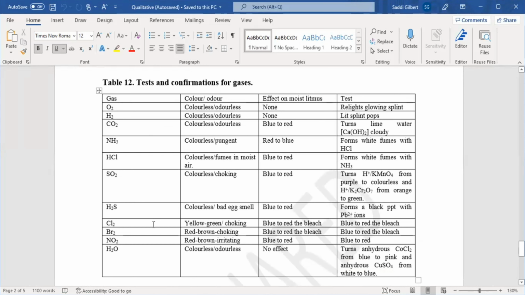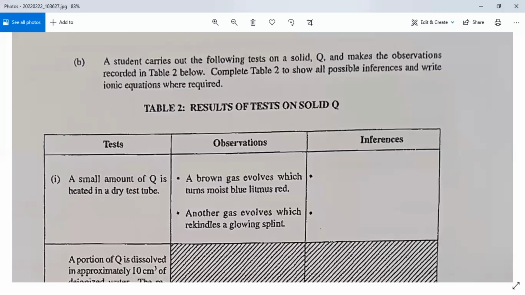Here you go, red-brown gas, bromine, choking, blue to red, then bleach. Then you have nitrogen dioxide, a red-brown irritating gas, and it also changes blue litmus to red. So you might be thinking, which one of these could this possibly be? It's almost never bromine. It's almost always nitrogen dioxide. So what you would do now in your table is write NO2 like that.